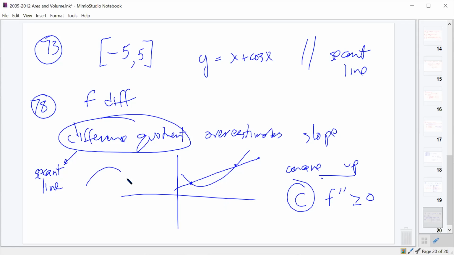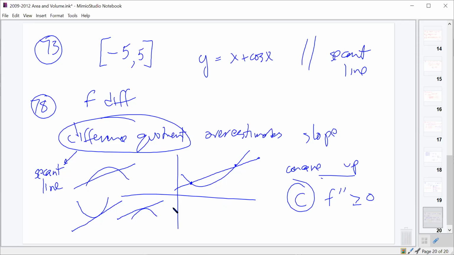If we had a function that was concave down, the secant line would underestimate it because the value from the secant line is less than the value of the function. And if we're thinking about a tangent line, if the function is concave up, the tangent line underestimates the slope. And if the function is concave down, the tangent line should overestimate the slope. Everybody see that? Very important thing to know.